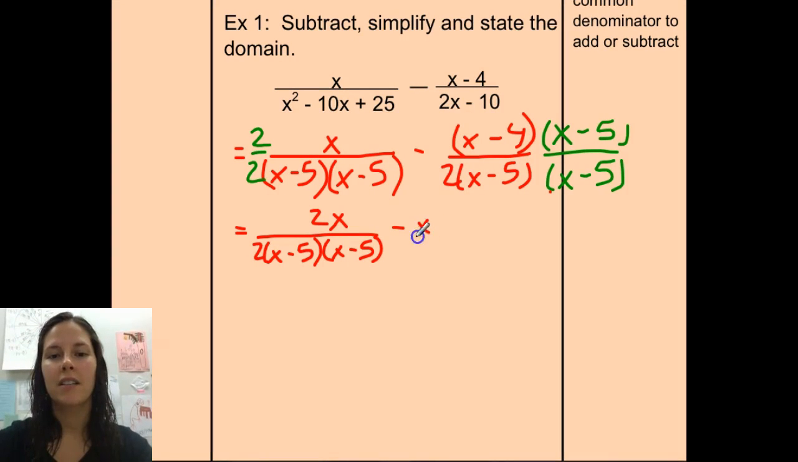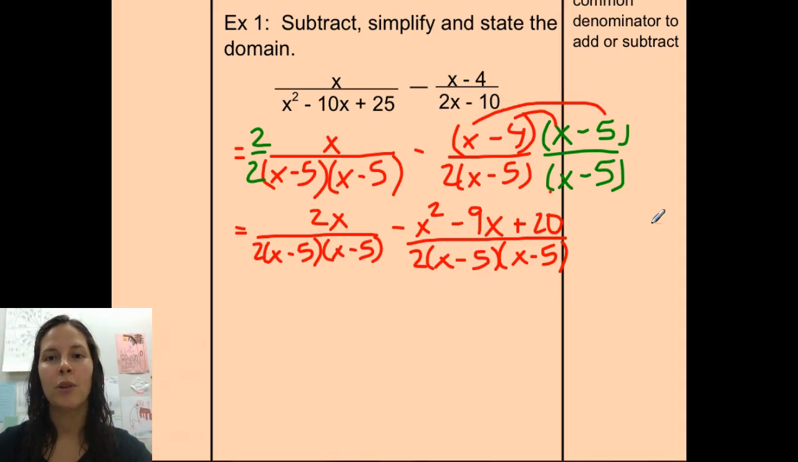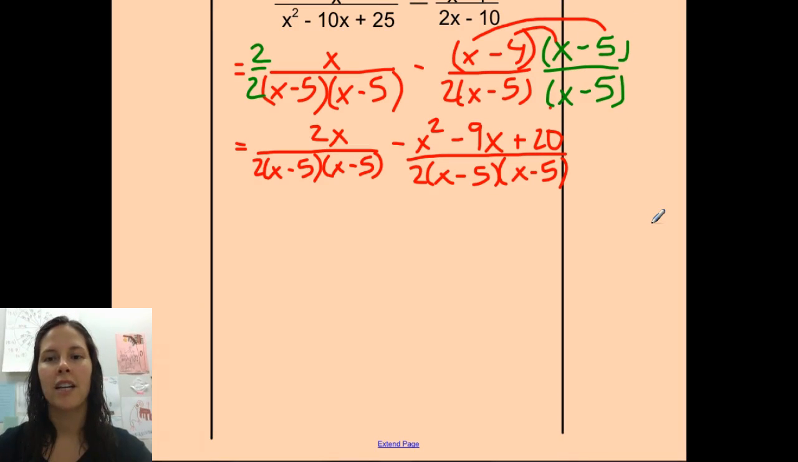x times x gives us x squared. The inside and the outside will be like terms, so we will have negative 5x minus 4x, which gives us a total of negative 9x, and the negative 4 times negative 5 gives us a positive 20. All over, leaving it in factored form again. Now with subtraction, we will have to distribute that negative sign through everything in the numerator on that right-hand expression. So I'm going to do that next.